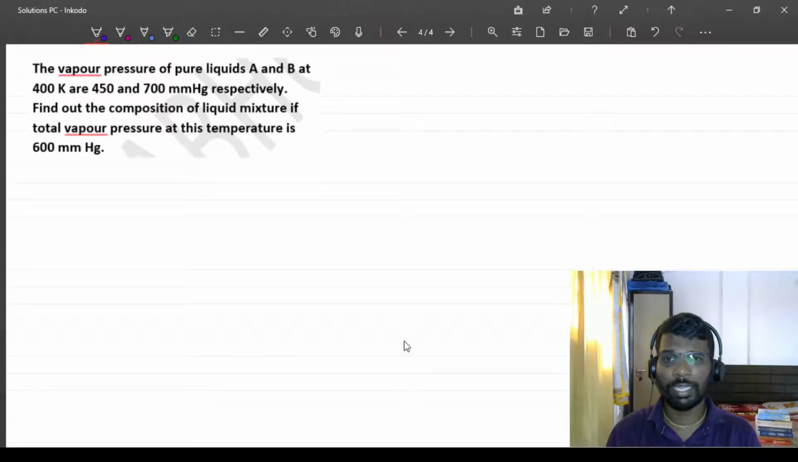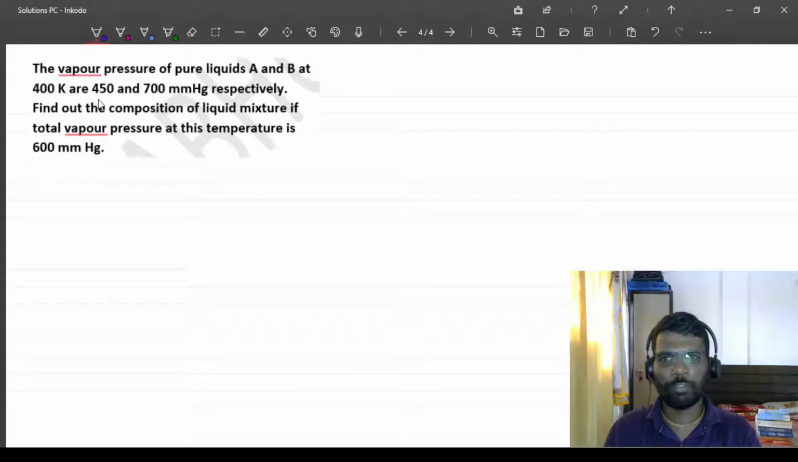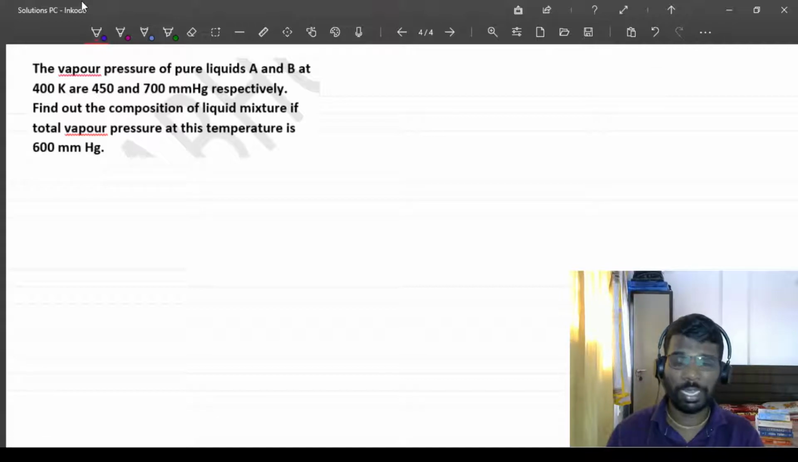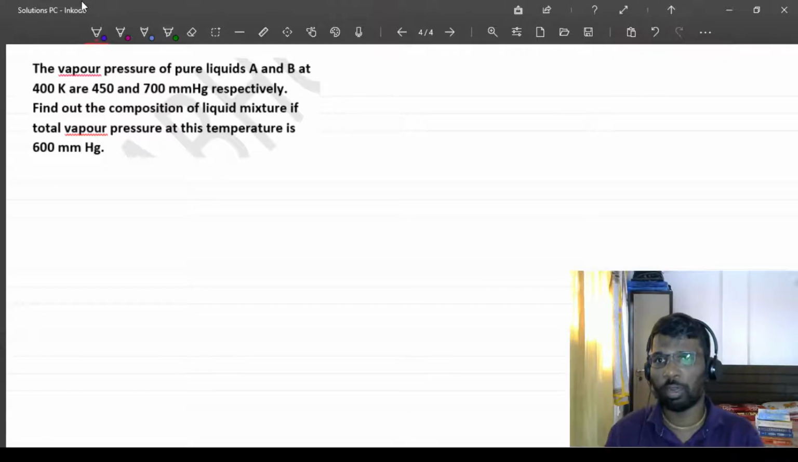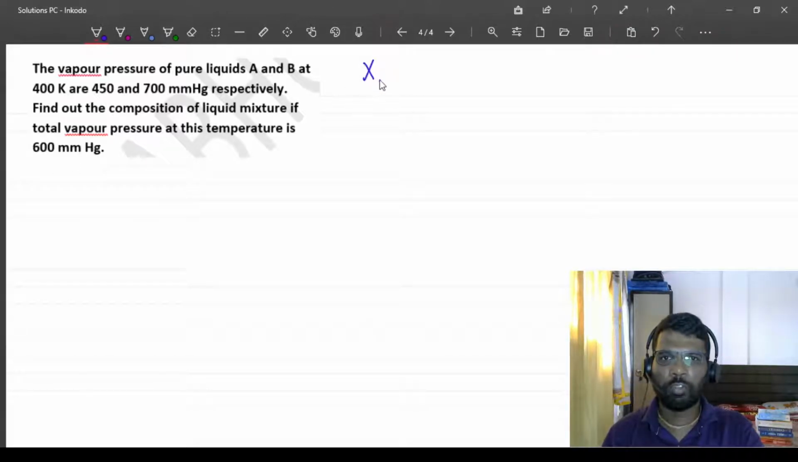Now you can either directly memorize the formula and use substitution over here, but this example is an opportunity for me to explain how that formula comes about, and if you know how that formula comes, then it will be very easy for you to remember the formula, right? So what they have asked is the composition, which in short means the mole fraction of A and the mole fraction of B. That is what could be found out from this.